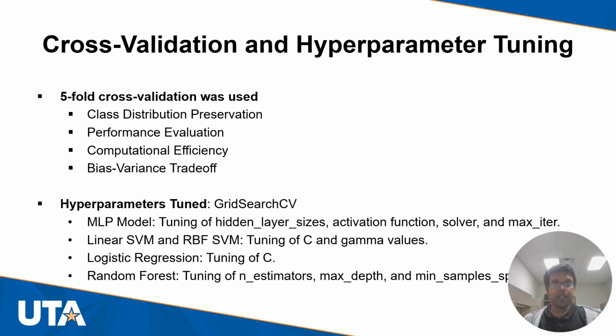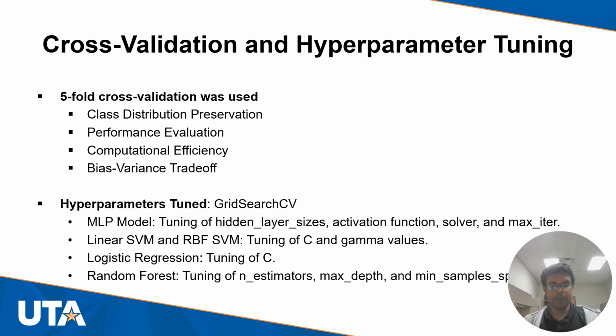Cross-validation and hyperparameter tuning are very important in checking the model performance. For cross-validation, I used 5-fold cross-validation, which helps in class distribution preservation, performance evaluation, computational efficiency, and the bias-variance trade-off.